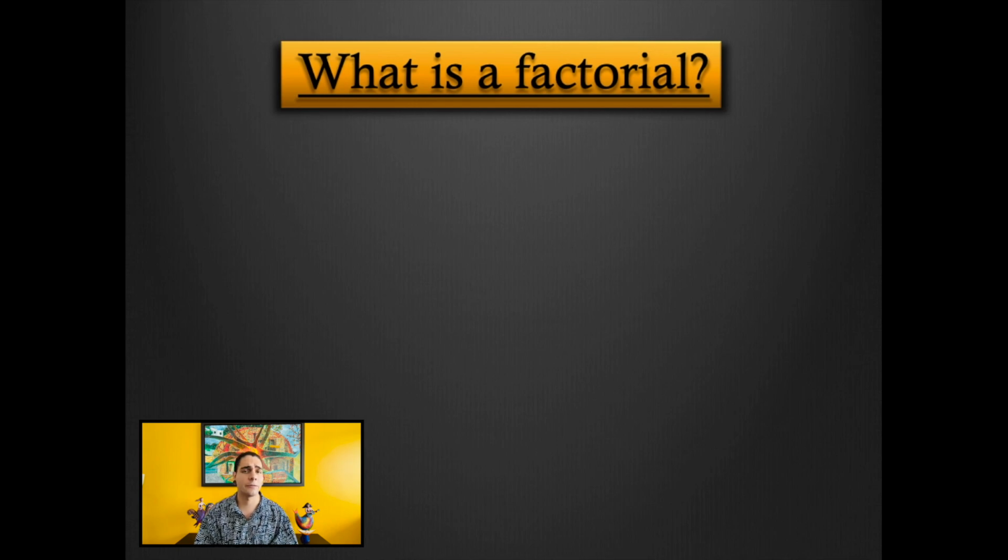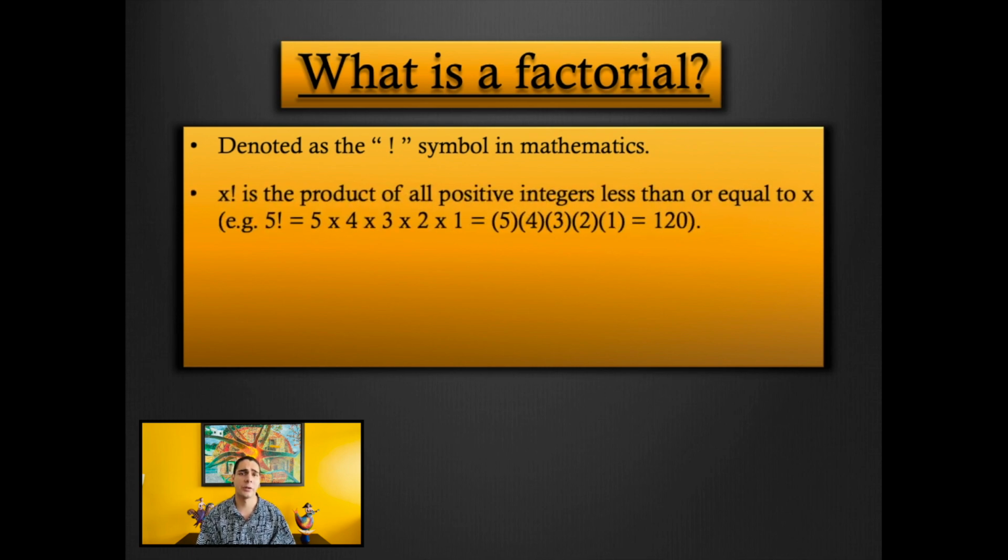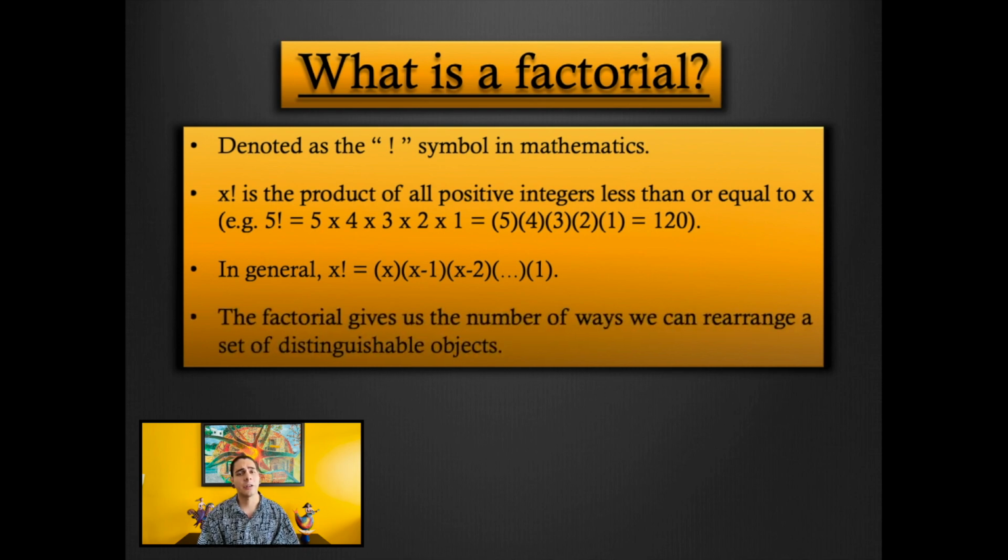So let's get started. Before we can solve combination problems, I need to introduce to you what factorials are. Factorials are denoted as an exclamation point in mathematics, and the factorial of a number is the product of all positive integers less than or equal to that number. For example, 3 factorial is equal to 3 times 2 times 1. 5 factorial is 5 times 4 times 3 times 2 times 1, and so on. It turns out that this is actually equal to the number of ways to rearrange that amount of objects.